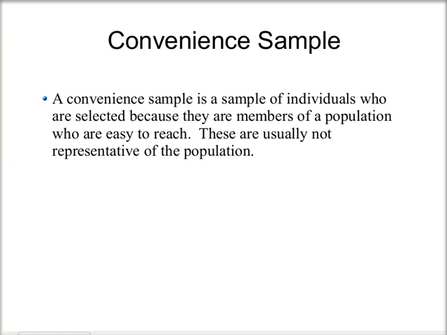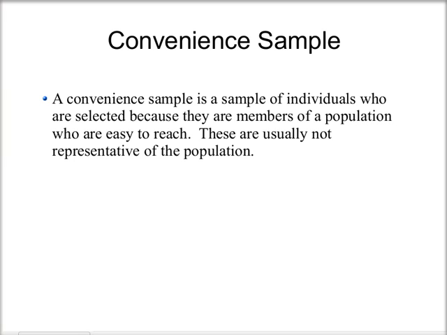So the first unreliable sample type is called a convenience sample. A convenience sample is a sample of individuals who are selected because they are members of a population who are easy to reach, and they are usually not representative of the population.